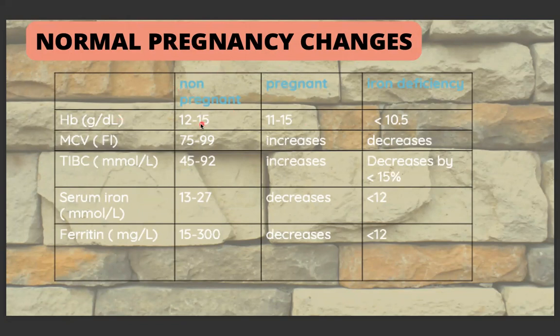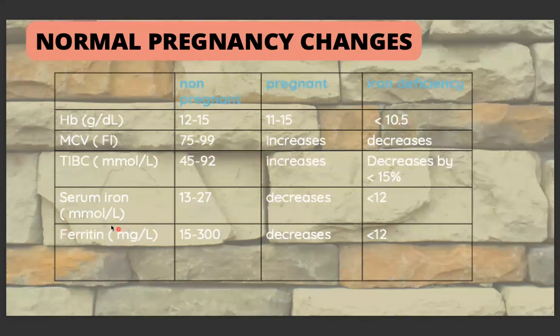Hemoglobin in non-pregnant is 12 to 15, in pregnant 11 to 15. Iron deficiency anemia is hemoglobin less than 10.5 in the second and third trimester, less than 11 in the first trimester, as we discussed earlier in the first slide.